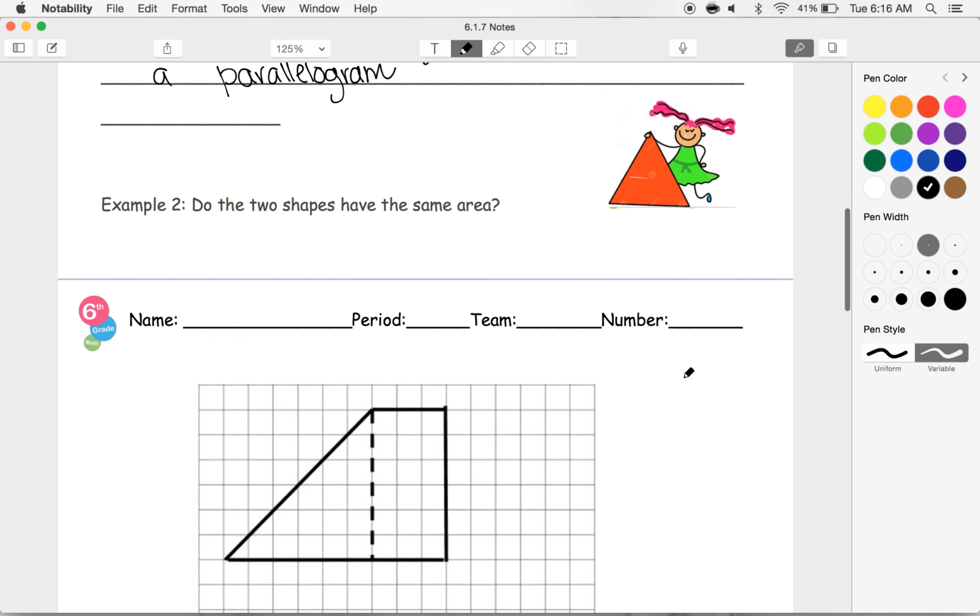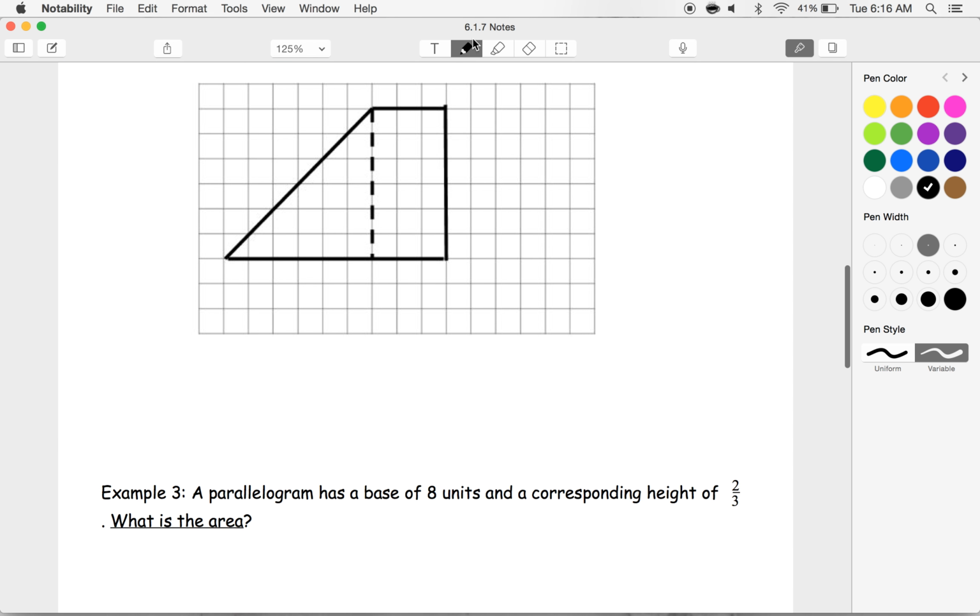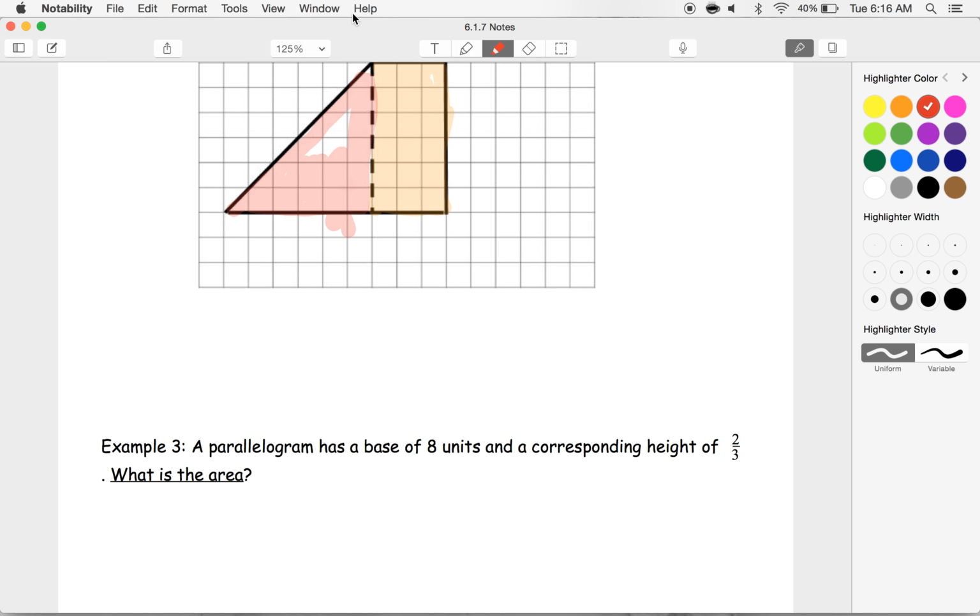Okay. Do the two shapes have the same area? So take a look at this guy. On this side, I can see this rectangle. And on the other side, I can see this triangle. And they want to know, do these two shapes, this triangle and this rectangle, have the same area? So what we're going to do is we're going to try to find the area of the rectangle and find the area of the triangle and determine if they are the same.